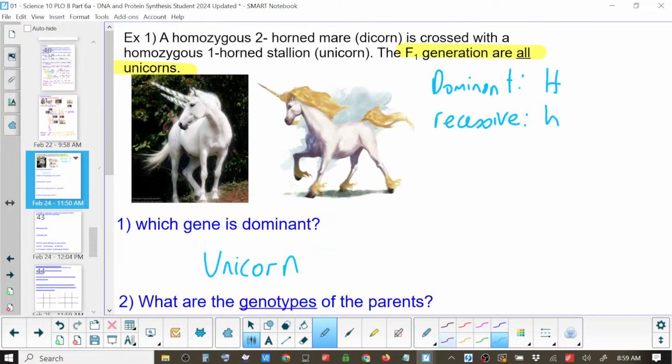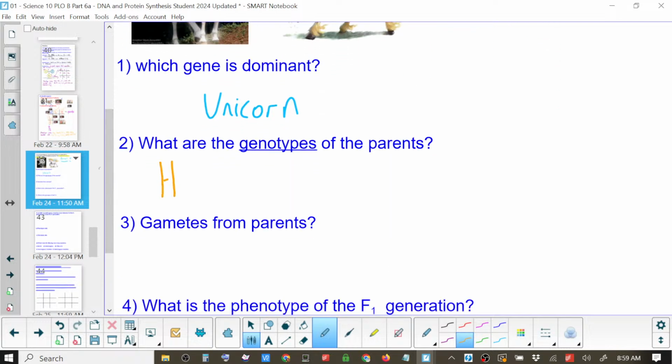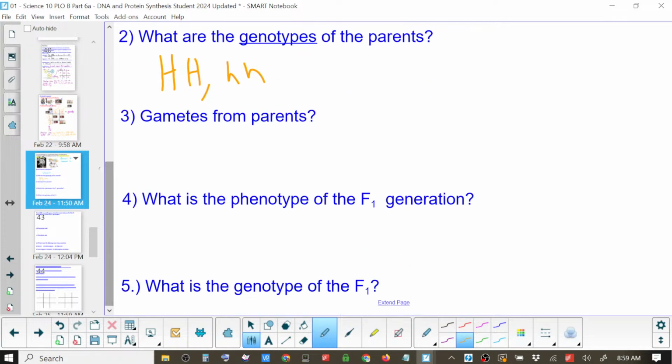Genotypes of the parents. Let's see. Matthew. Ben, I would hate to have to take that away. Please put it away. Gametes from the parents. Hugo. Uppercase H, lowercase h. Yeah. The parents are only providing one gamete from one parent and one gamete from another parent.